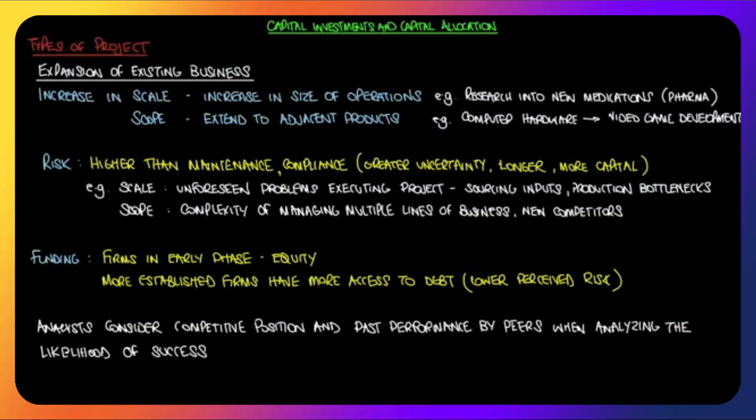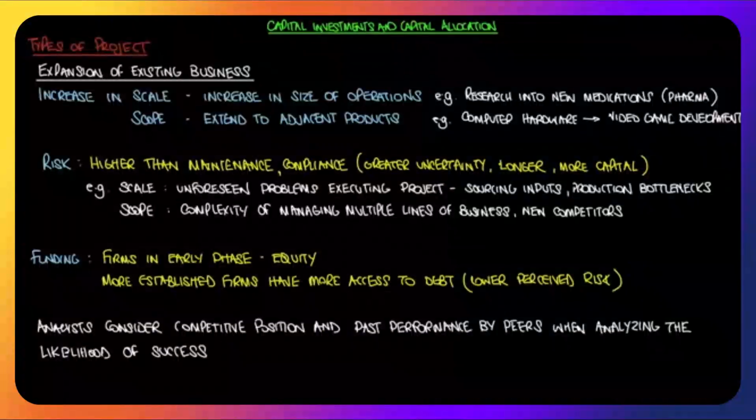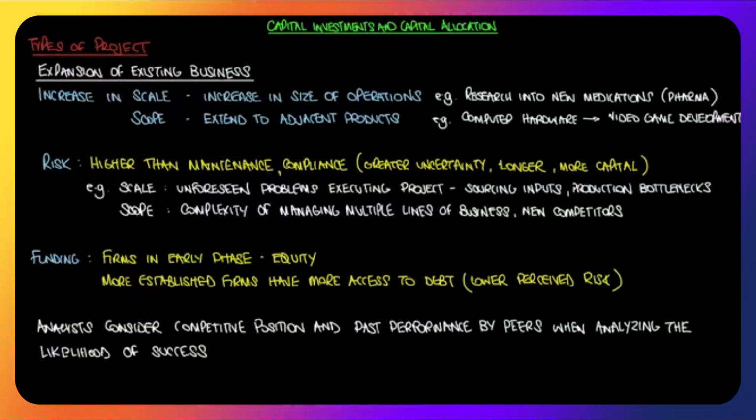Good example given in the curriculum: research into new medications. Pharmaceutical companies obviously spend a lot on research and development to keep growing, to keep developing new medicines. Or an increase in scope, extending out to adjacent products. So not just growing the same lines that you currently do, but moving into adjacent products. Computer hardware makers, for example, might move into video game development. It's adjacent. It's not a completely new business line, so it's not a huge risk. You know a little bit about it, but it's still an increase in your scope.